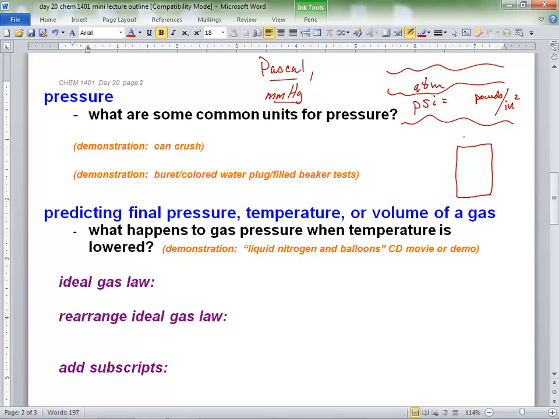So it's about the only way to prove to you that there's atmospheric pressure, because you can't feel it. Right? You can't feel it. It's all sides. Instantly.